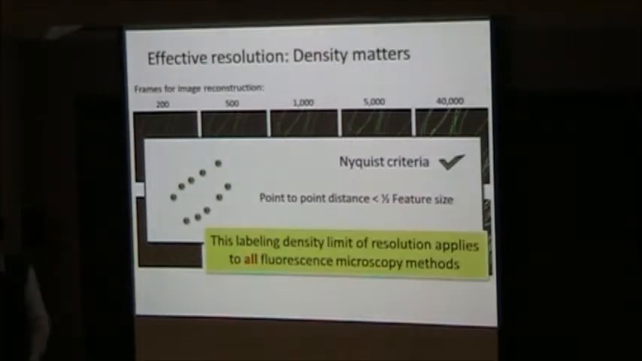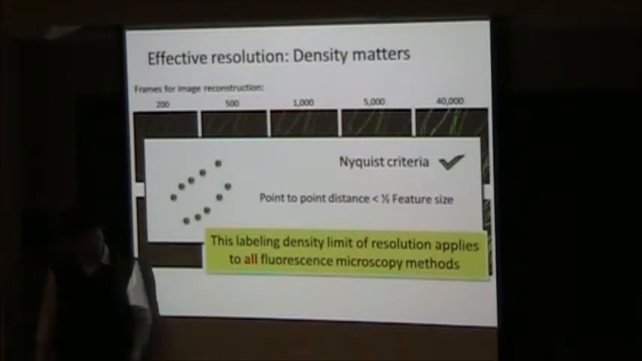And in fact, this applies to all fluorescence microscopy methods, because we all have discrete fluorophores labeling the sample. So it's very easy to understand for STORM, because the final image is made up of individual fluorophore points. But in fact, it applies to all fluorescence microscopy methods, especially when the resolution is high, when the resolution is comparable to the distance between two fluorophores in a sample.